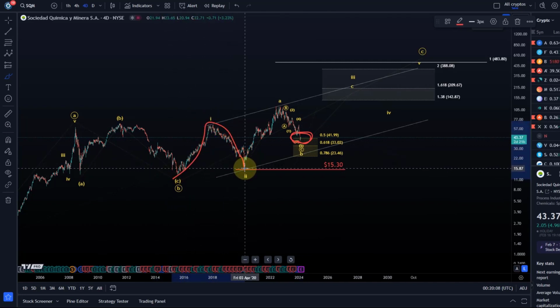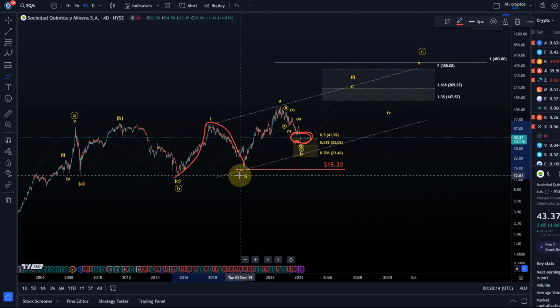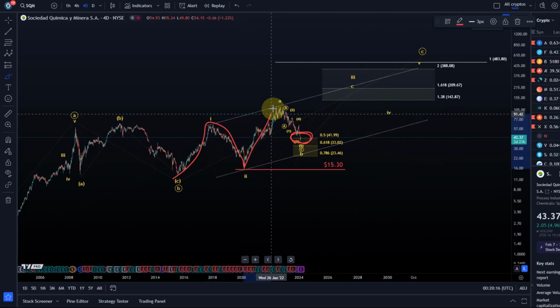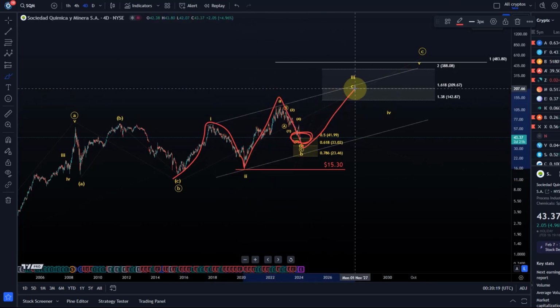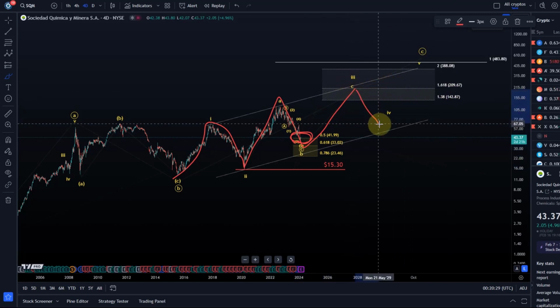The wave 2 bottomed at 1530 in 2020. That's wave 2 of C. And then the third wave is basically unfolding as an A, B, C, because we're dealing with an ending diagonal. That's the structure it takes. And then the C wave of wave 3 could reach sort of $142 to $209 next. Then we could get a wave 4 and a wave 5. So that's what I'm tracking.